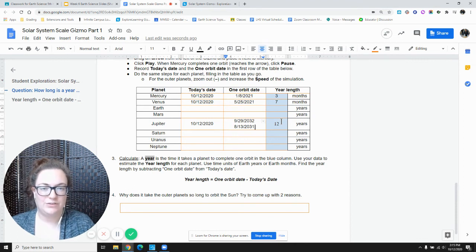the sun. So in the amount of time that we would go around the sun for 12 years, in 12 years, when you're 12 years older, Jupiter will have orbited the sun one time.